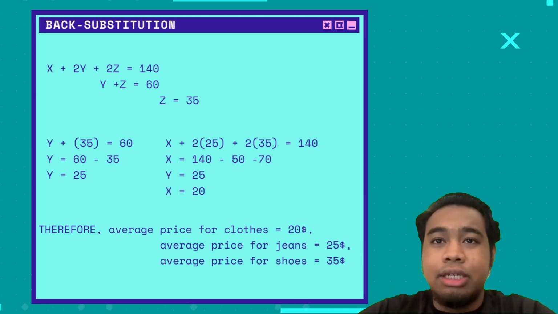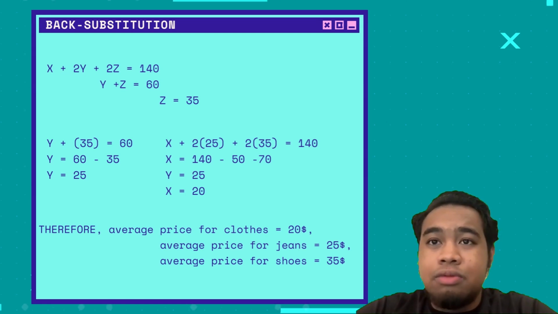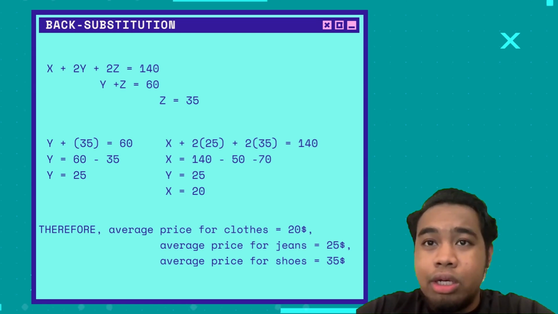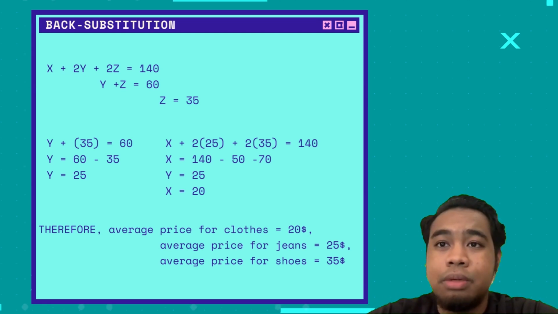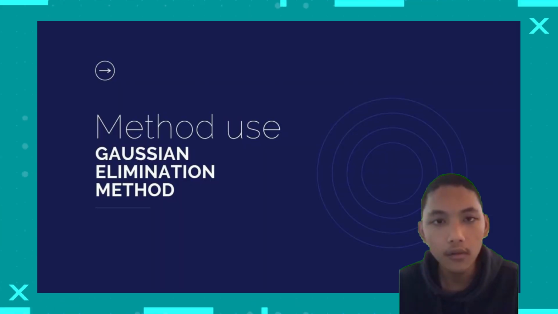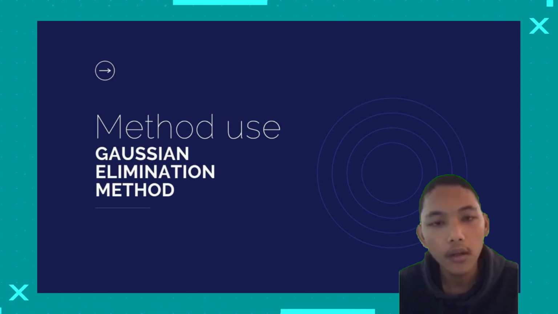So the conclusion is, therefore, the average price for clothes is $20, the average price for jeans is $25, and the average price for shoes is $35. So that is the summary of the methodology to solve this linear equation problem. Okay, now I will talk about the result discussion of this question and the conclusion.